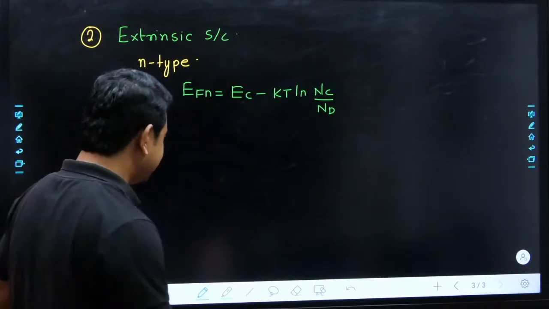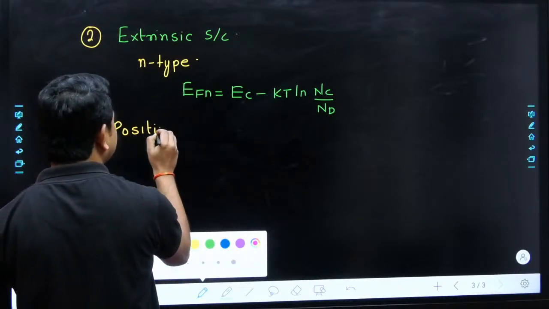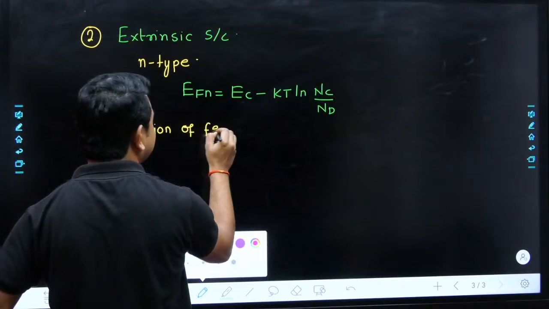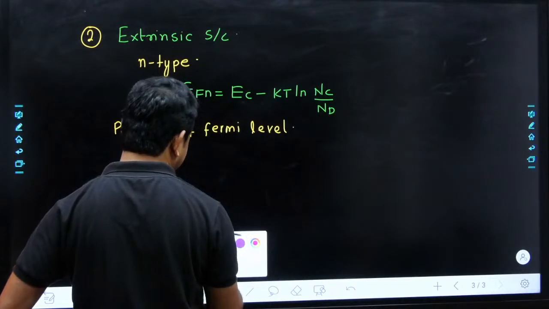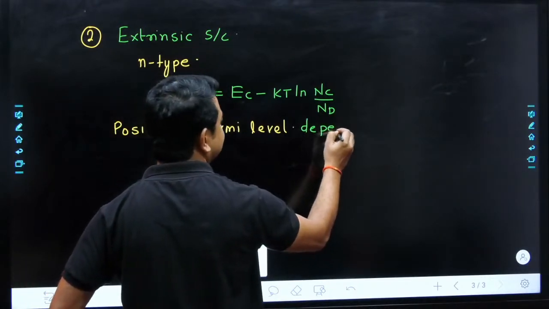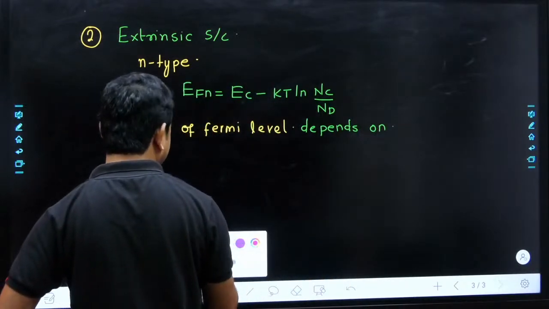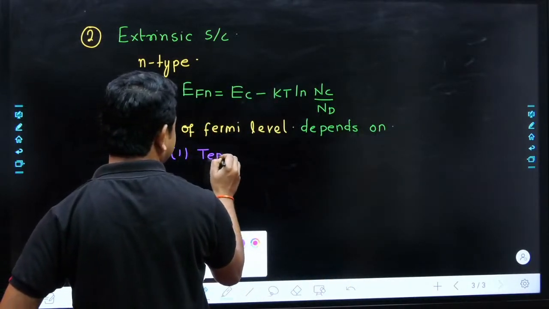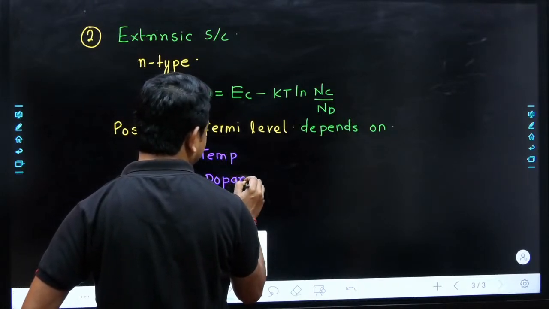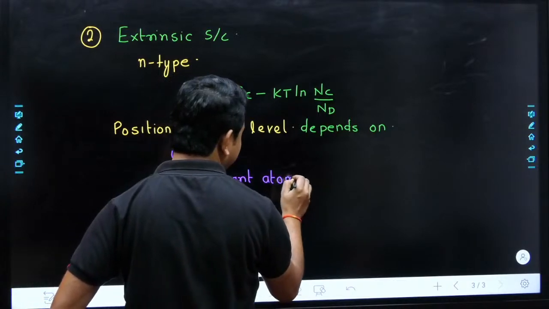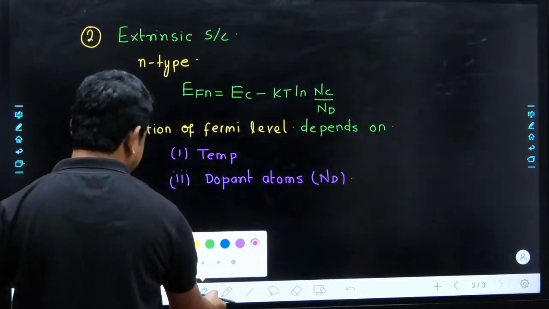And we know there are two dependencies of the position of the Fermi energy level. What are the two dependencies? The position of the Fermi level, you just revise these things properly, depends on two things. What are the two things? Of course, the first one is temperature, and the second one is the dopant atoms. And what are those dopant atoms? Sir, ND is the dopant atoms. Yes.